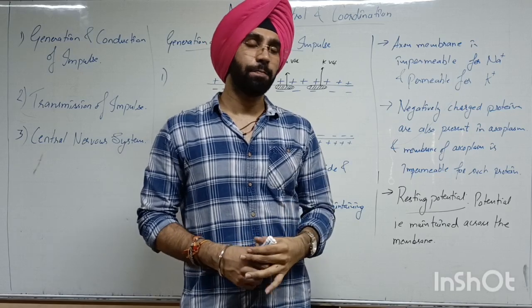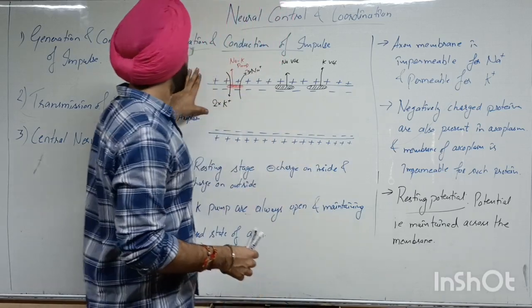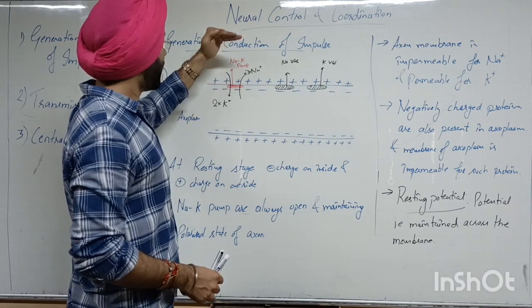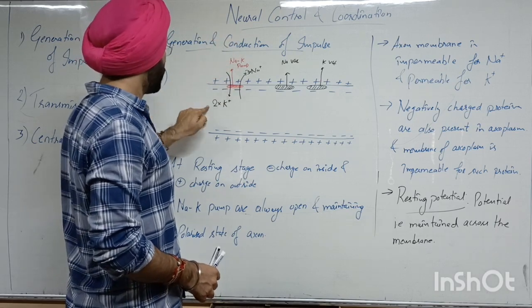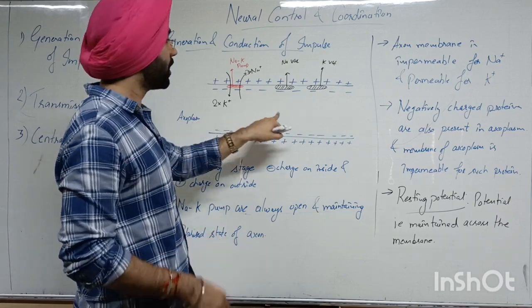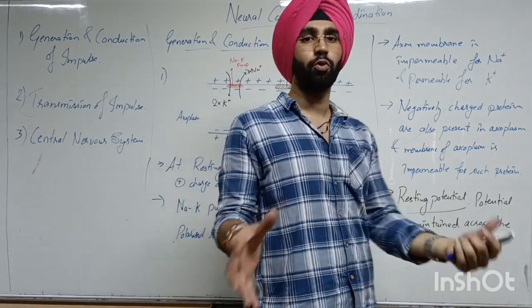Let me try it again. So the sodium potassium pump is just effluxing 3 sodium ions, and 2 ions of potassium are influxed into the axoplasm, and also negatively charged proteins. So this whole concept is maintaining the polarized state.